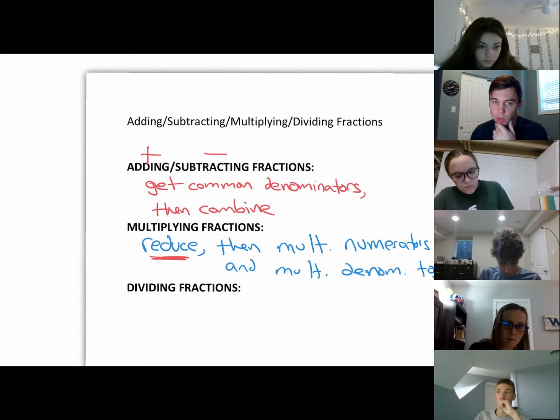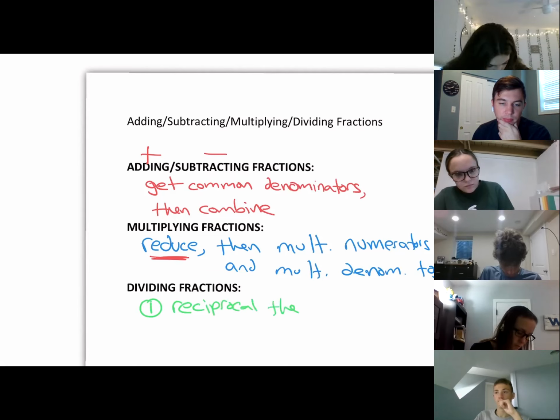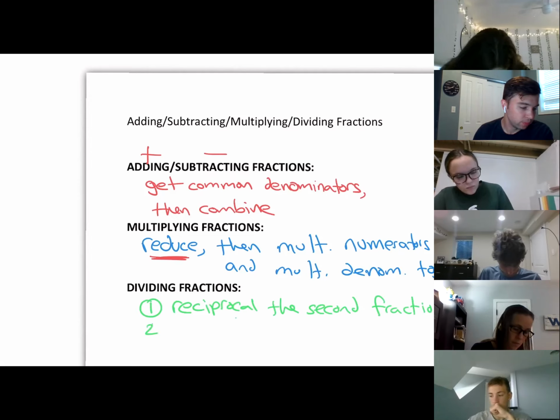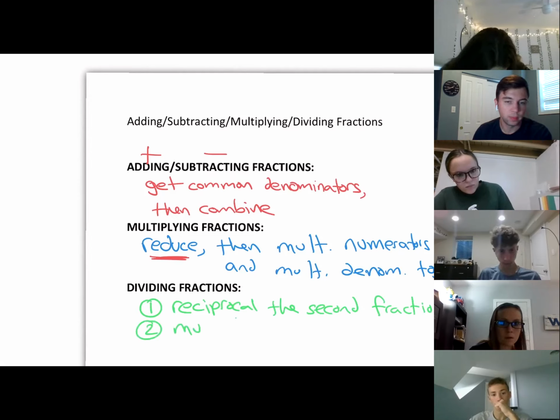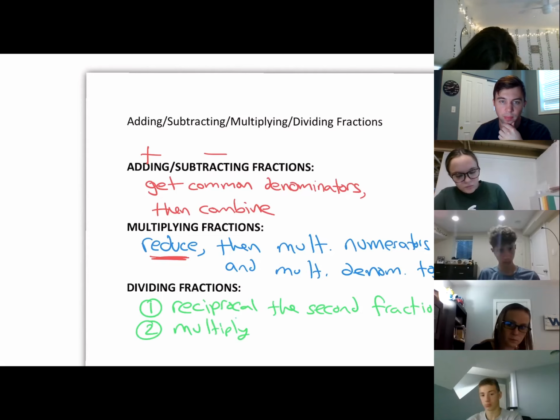Lastly, for dividing, we're going to do a little two-step process. The first step is we're going to reciprocal the second fraction. If you remember what reciprocal means, it means flip it over. Okay, so after you do that, then we're just going to multiply. So it's reciprocal the second fraction, and then multiply.